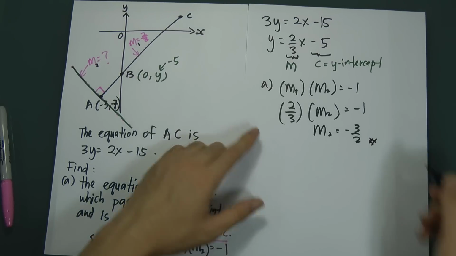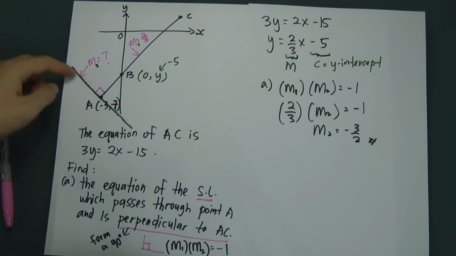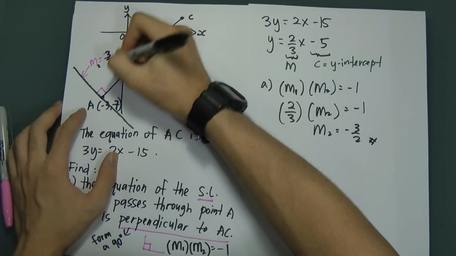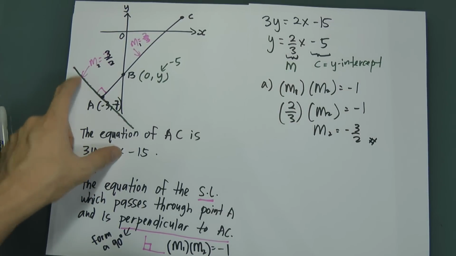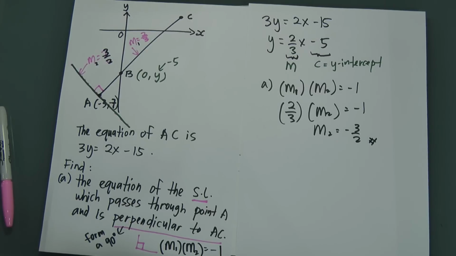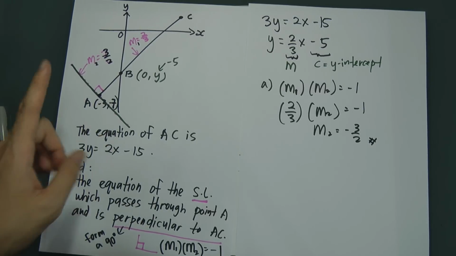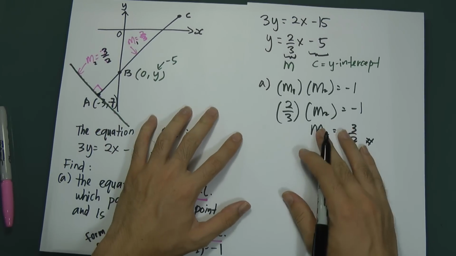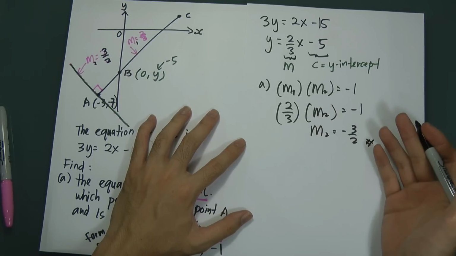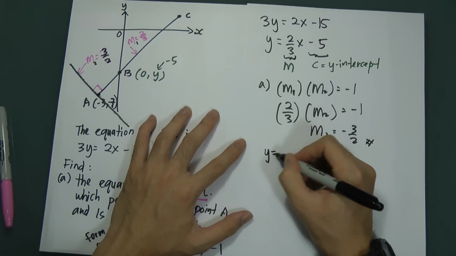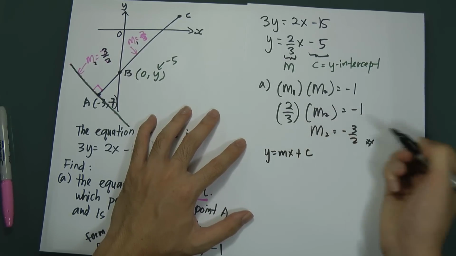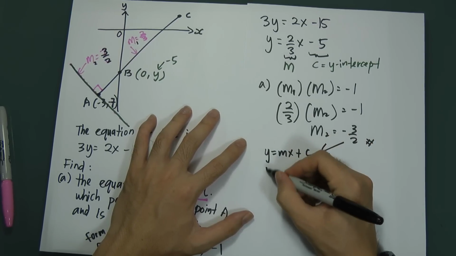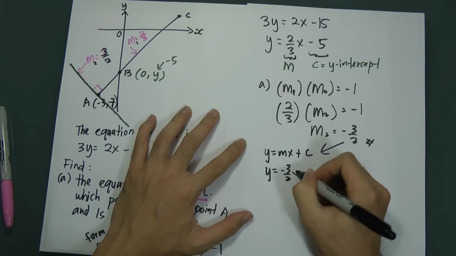Now I've got the gradient for this straight line already, which is negative 3 over 2. However, if you want to find the equation, we need one coordinate to find c. You have two formulas to do it. I teach the simple one first, which is y equals mx plus c, because you learned this one in mathematics as well, right? Now I've got m, I just put it back over here. So y equals negative 3 over 2x plus c.